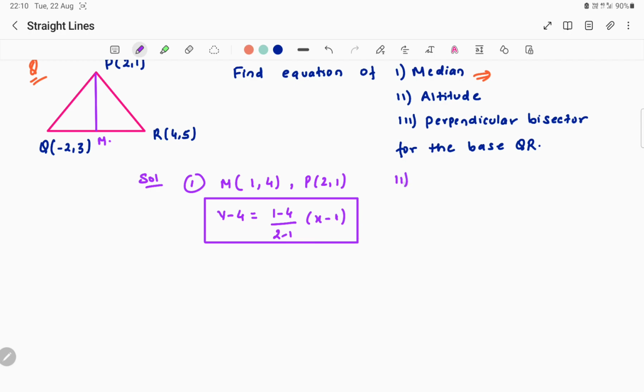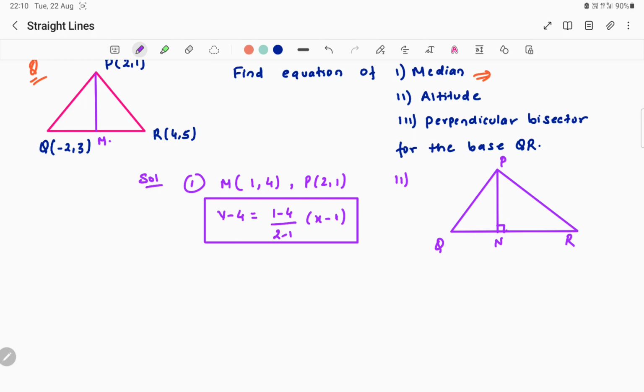Okay. Second part is altitude. So what is altitude? Altitude is basically a perpendicular drawn from the vertex. Okay, so this was P, this was Q, and this is R. So our target is what? Let's call this point N. So we have to find the equation of PN.